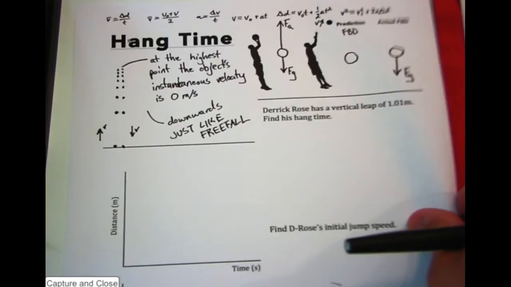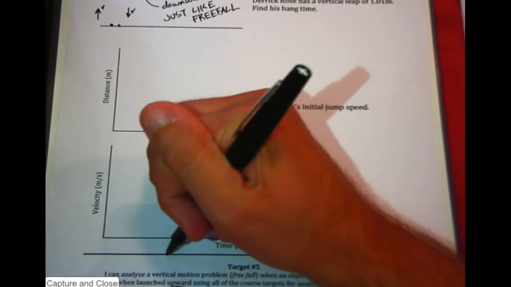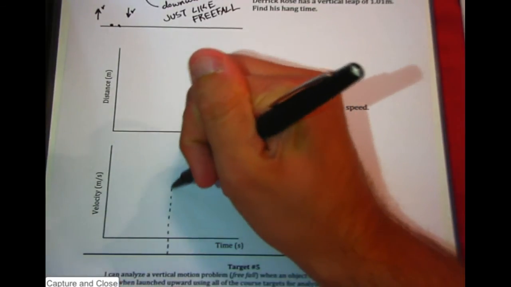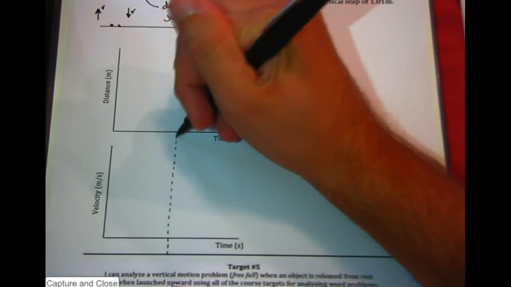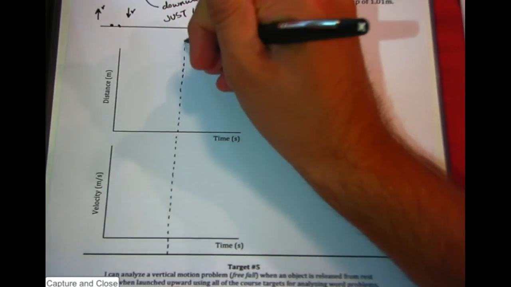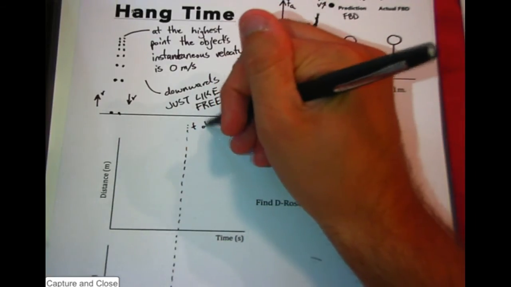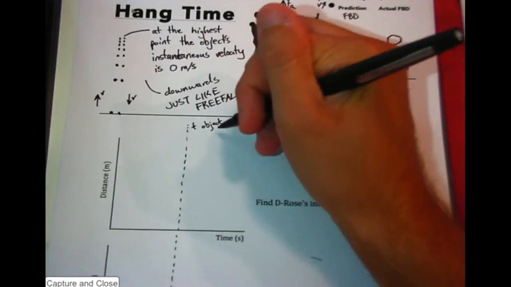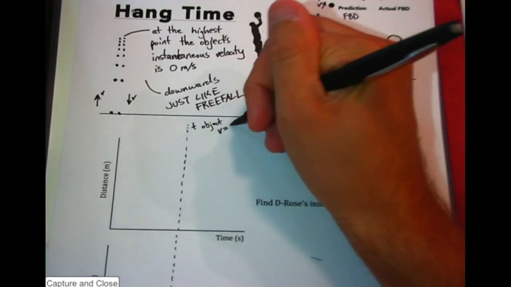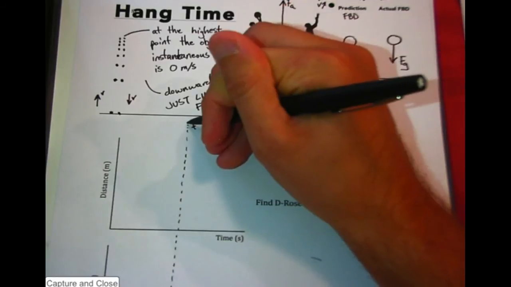And what I'm going to do with these graphs right here is I'm going to draw a line directly through them, this dotted line. And what this dotted line represents is the time that our object has a velocity equal to 0 meters per second when it's at that very peak.